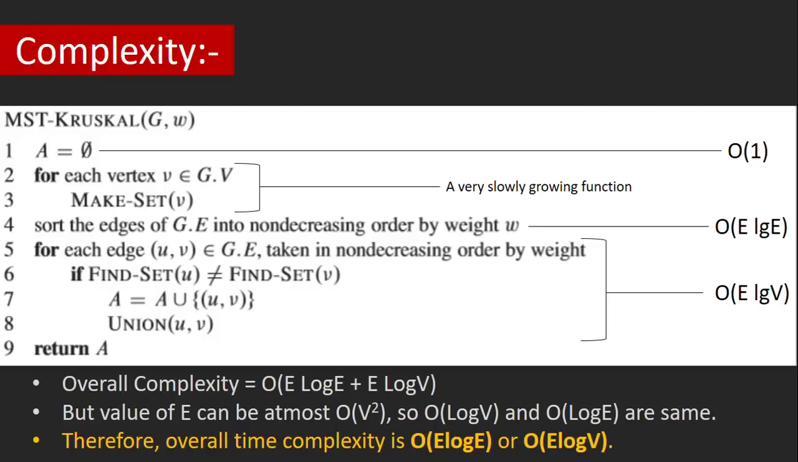So overall complexity of Kruskal's algorithm is big O of E log E plus E log V. But value of E can be at most big O of V squared. So big O of log V and big O of log E are the same in this case. Therefore, overall time complexity is big O of E log E or big O of E log V.